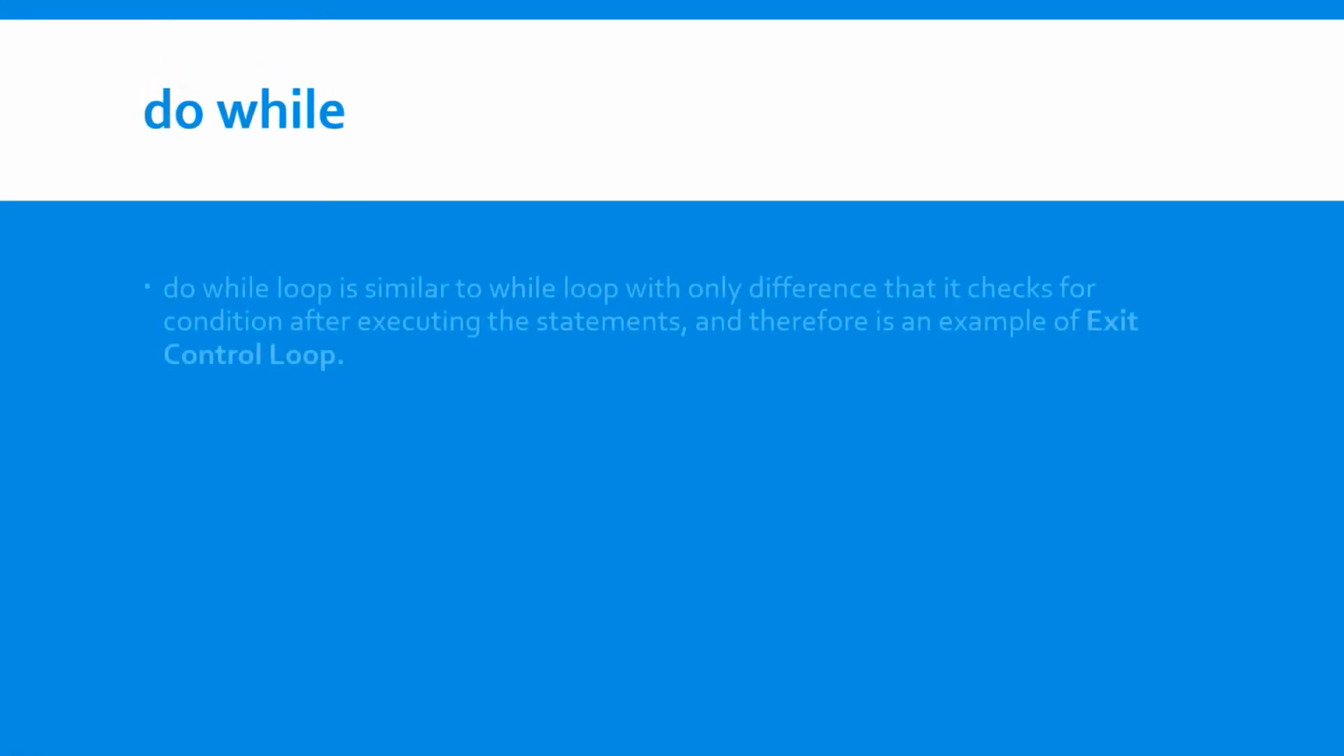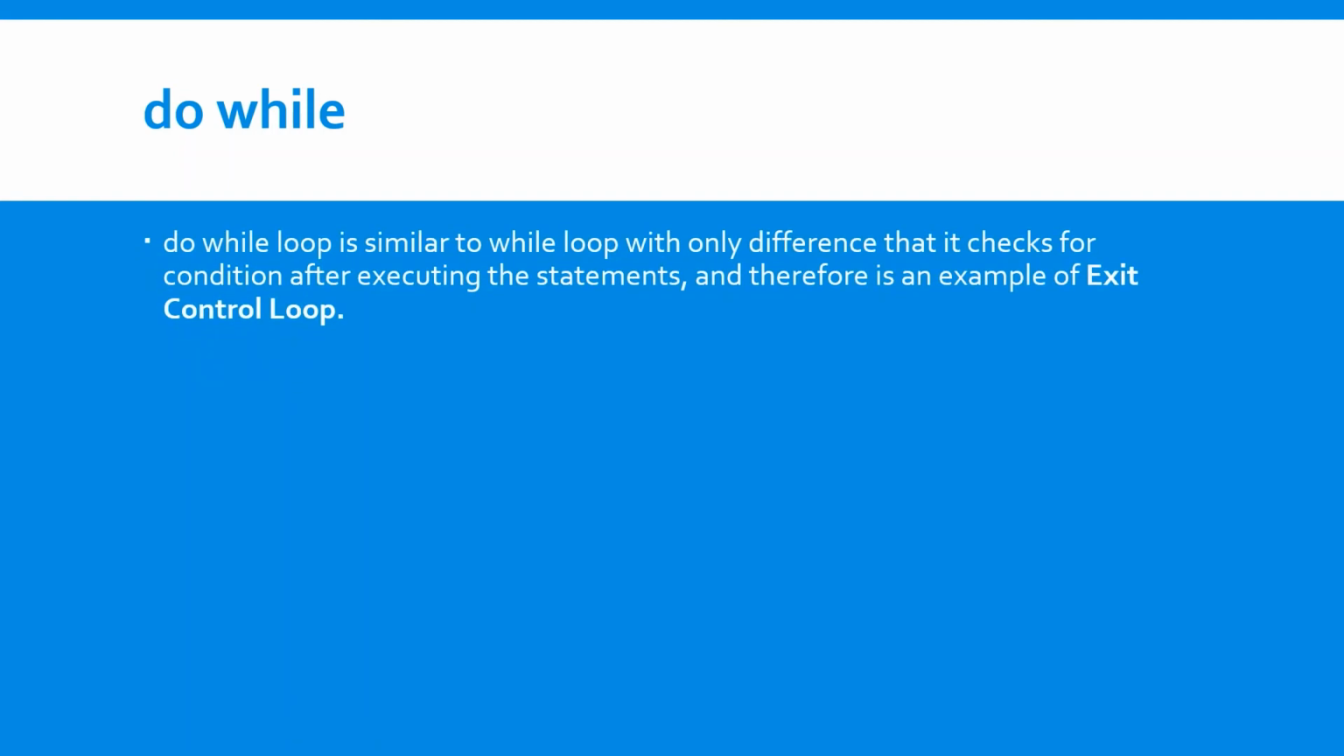So, the do while loop. Another loop is the do while loop. The do while loop is similar to the while loop, with the only difference that it checks the condition after executing the statement, while the while loop checks the condition before the execution of the statement. Therefore the do while loop is an example of an exit control loop. The syntax of the do while loop is as follows.